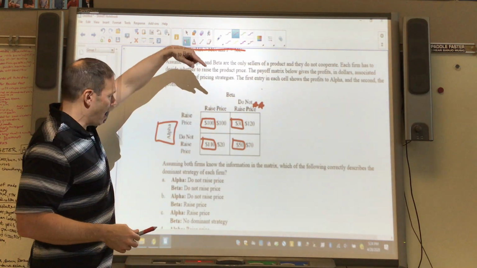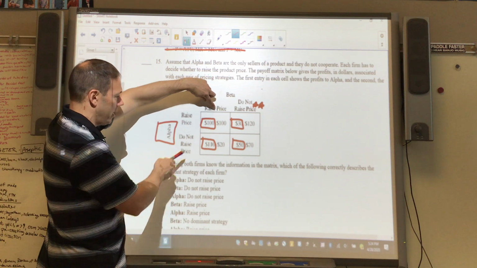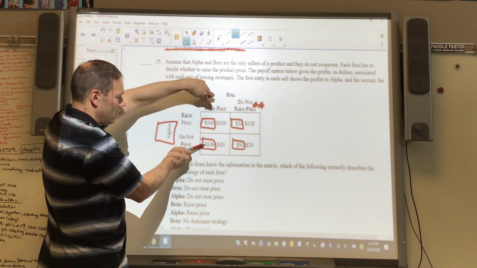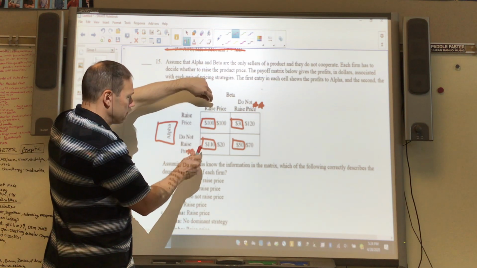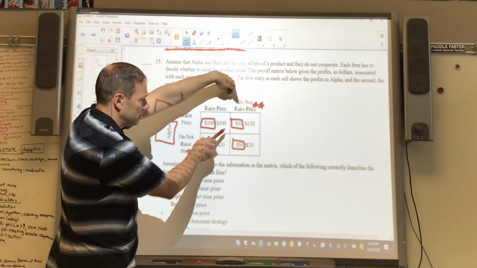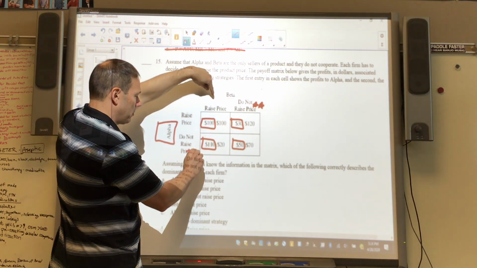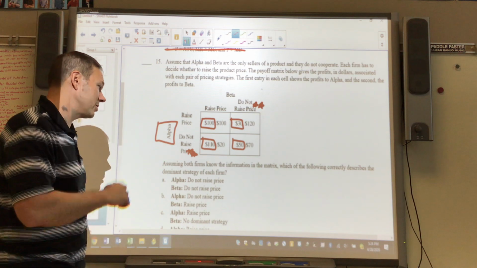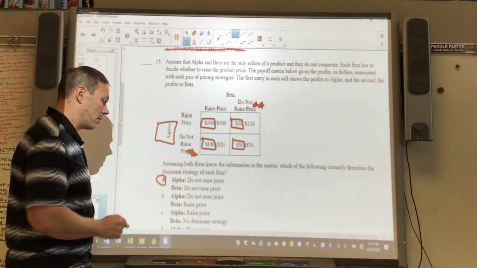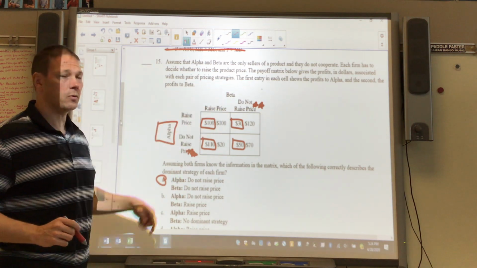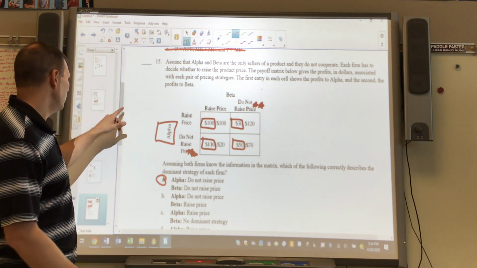Let's look at it from alpha's perspective. If beta raises the price, their better option is to not raise the price. They make 110. If beta does not raise the price, they still don't want to raise the price because they make 50. So the dominant strategy for both is letter A. Okay, they're both not going to raise the price because that's what they do no matter what.